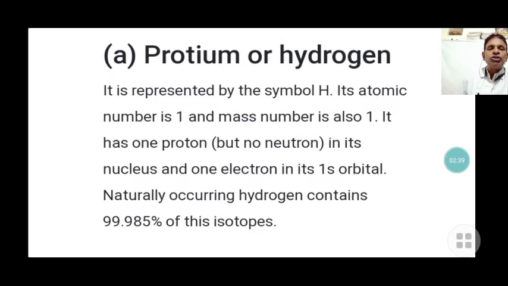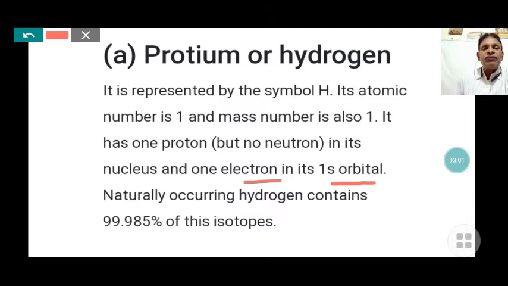Now I am going to discuss protium of hydrogen. It is represented by the symbol H. Its atomic number is 1 and the mass number is also 1. It has 1 proton, no neutron in its nucleus and 1 electron in its orbital. Naturally occurring hydrogen contains 99.985% protium. It is the maximum amount of hydrogen available, in the form of protium. And only a very trace amount of deuterium and tritium is found.